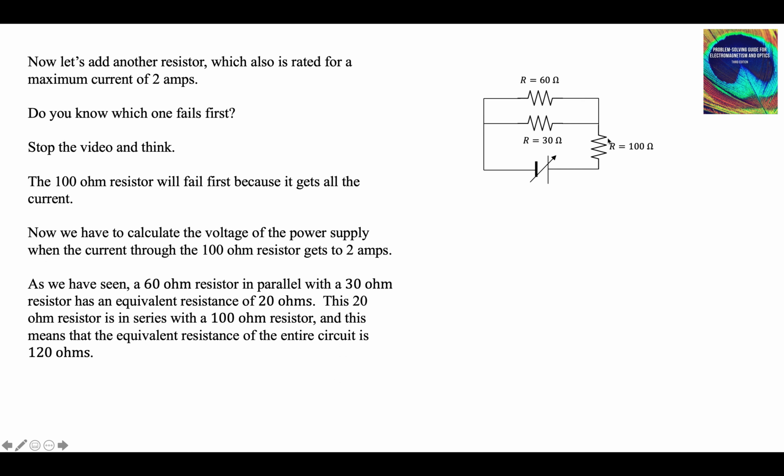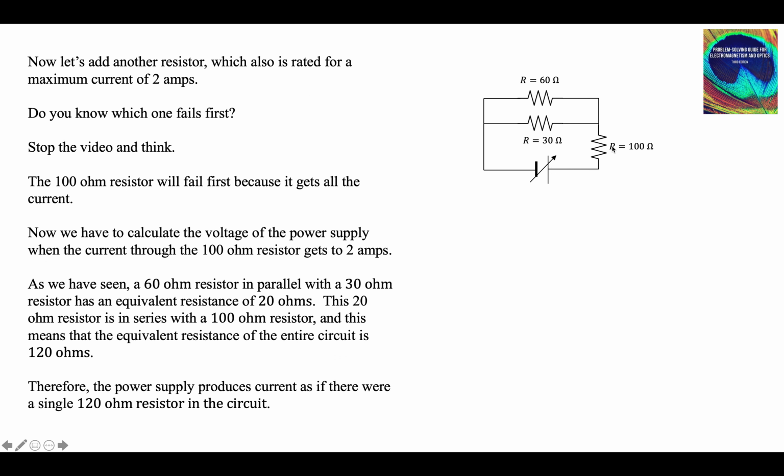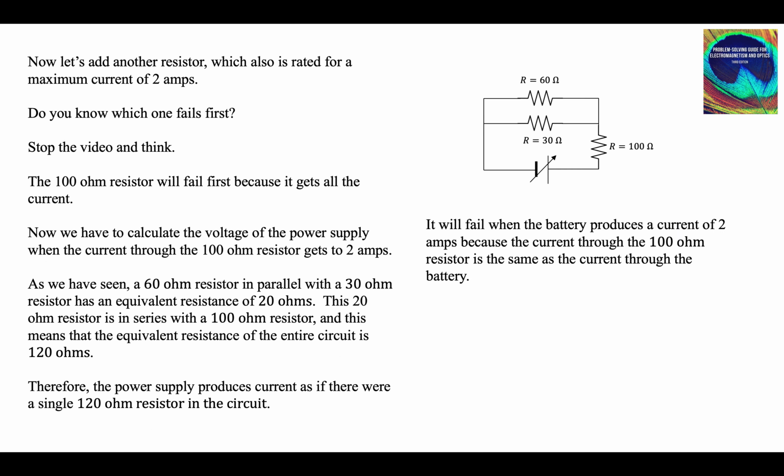So the current through this resistor is the current through the battery. So we can calculate the voltage of the battery. It's 120 ohms times 2 amps, which is the current, 240 volts. The equivalent resistance of the circuit is 120 ohms, and the current through this 100 ohm resistor is the current through the battery. So when this gets to 240 volts, that's going to have 2 amps going through it, and it's going to start to smoke.